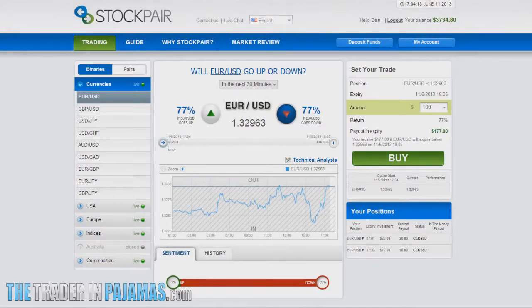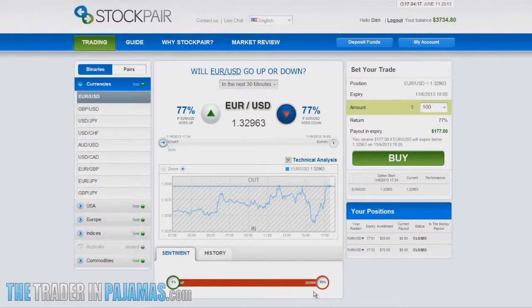Now remember, the sentiment tool is the most important point to this trading strategy. Don't skip it. This is very accurate. You must always check the sentiment tool for every trade you submit using my strategy. And with StockPair, because they have so many people trading at the same time on their platform, the sentiment tool can be a very reliable tool to use.